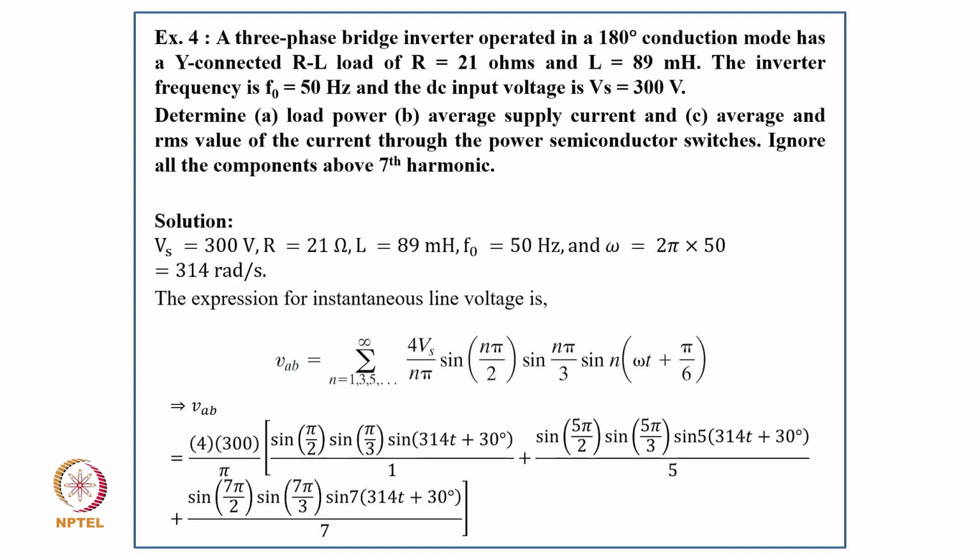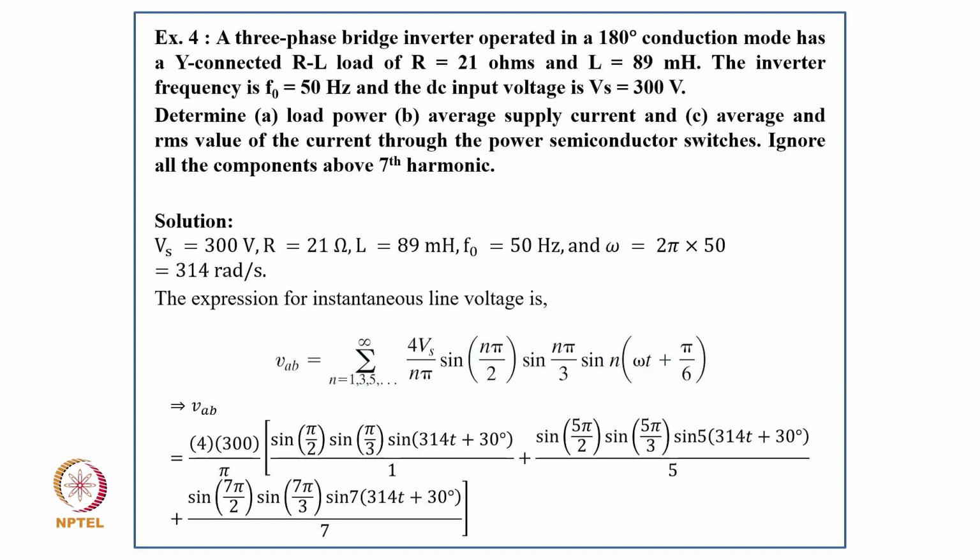Now coming to example 4, a three-phase bridge inverter operated in 180 degree mode has a star connected RL load of R equal to 21 ohm and L equal to 89 millihenry. The inverter frequency is F0 equal to 50 Hz, and the DC input voltage is Vs equal to 300 volt. Determine the load power, average supply current, and the average and RMS value of current through the power summing procedure. Ignore all components above the 7th harmonic. So the solution is Vs equal to 300 volt, R equal to 21, L equal to 89 millihenry, F0 equal to 50, and omega is equal to 2 pi into 50, that is 314 radian per second.